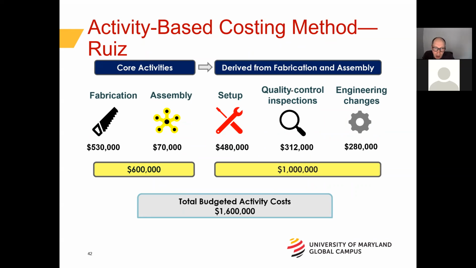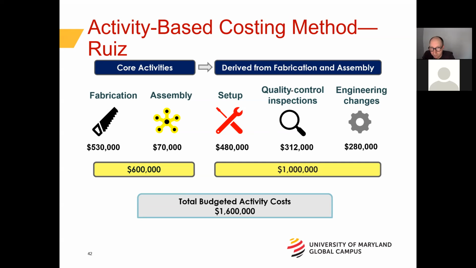There are two types of activities, I guess we could say. There are core activities, and I don't want to use the word secondary. There are core activities and derived activities. Core activities are the core of the activity, right? In our example, fabrication and assembly, which are two activities, they also happen to be departments, but they're two activities that make up the bulk of all activity for the company. That's why we call it core activities.